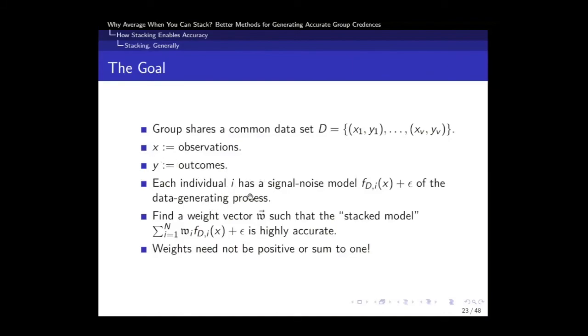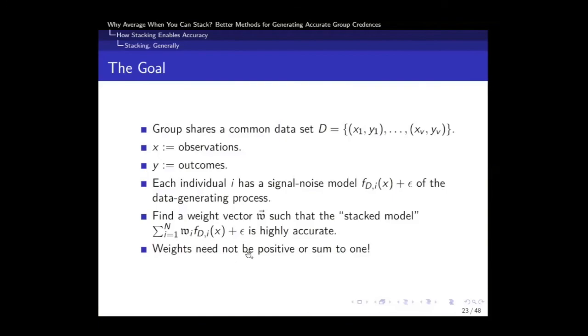Each individual is going to have a signal noise model derived from the particular data set of the data generating process. So this subscript D on the function that they use to predict outcomes given observations indicates that this model was derived by the agent's learning algorithm from the particular data set D. The subscript i just indicates that it's derived using an individualized learning algorithm. And again, there's some error term added here. The goal of stacking is to find a weight vector such that the stacked model, which is built by aggregating using that weight vector, is a weighted sum of each individual's signal model from the data, given that they are indeed individual i, plus the error term, right?